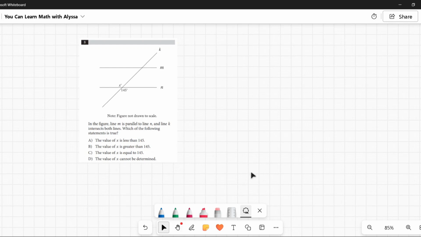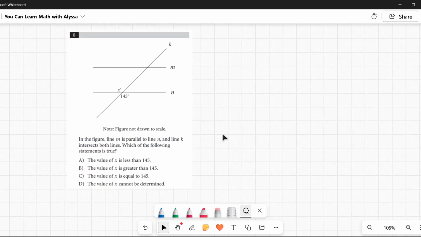Right, number 8, note figure is not drawn to scale. In the figure, line M is parallel to line N and line K intersects both lines. Which of the following statements is true? Let's zoom in a little bit. The value of x is less than 145. The value of x is greater than 145. The value of x is equal to 145. The value of x cannot be determined.